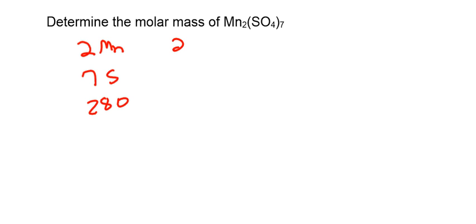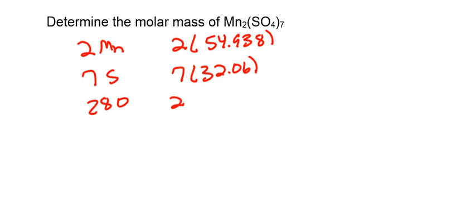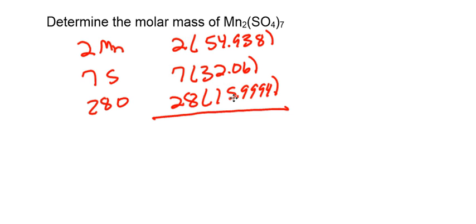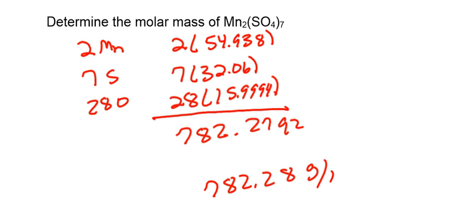So to get the molar mass of this, I'm going to take twice times 54.938, which is the molar mass of manganese, plus 7 times 32.06, plus 28 times 15.9994. And then we'll add all of this together. Okay, and this will give us the answer to the molar mass of this compound, which is 782.27. Okay, and there's a 9 too. Now we really need to round that to the hundredths place. So it'd be 782.28 grams per mole. And that's how you do molar mass of compounds.